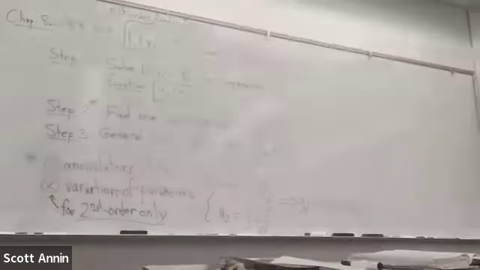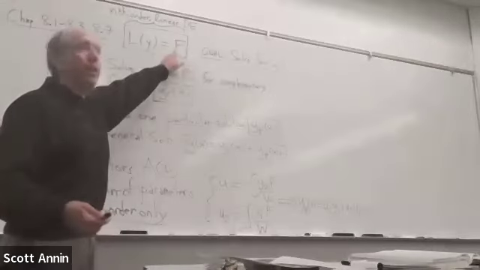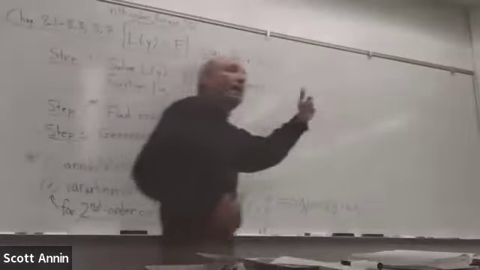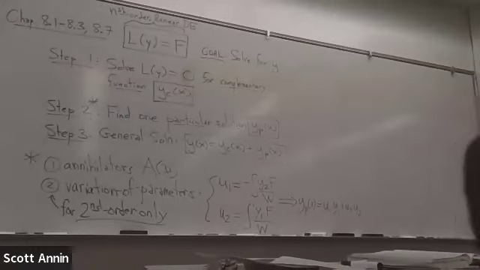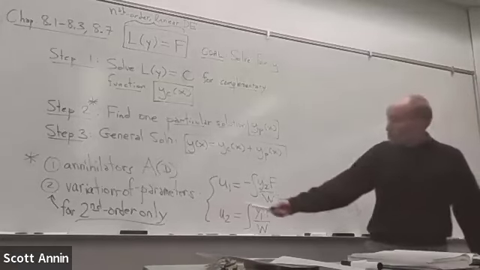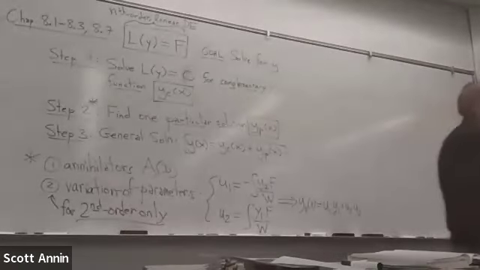Liam? Because sometimes we don't have the annihilator. Exactly. We don't know the annihilator for every single possible f of x here, right? So if we don't know how to annihilate f of x, then we need to be thinking about maybe variation of parameters instead, especially if it's only second order. That would be consistent with what I've told you.